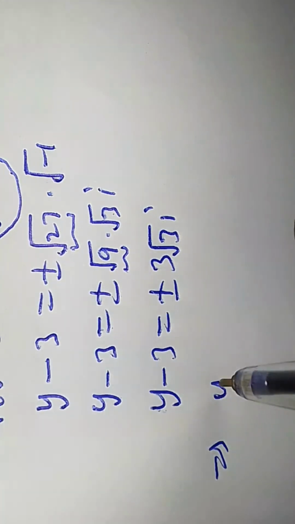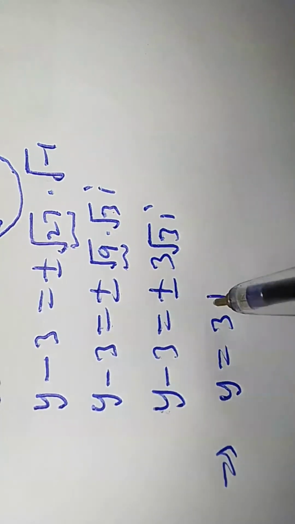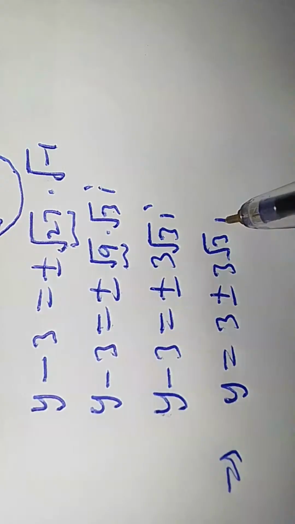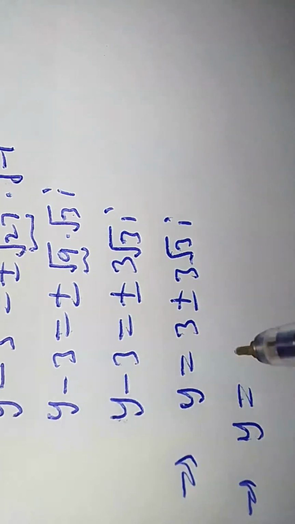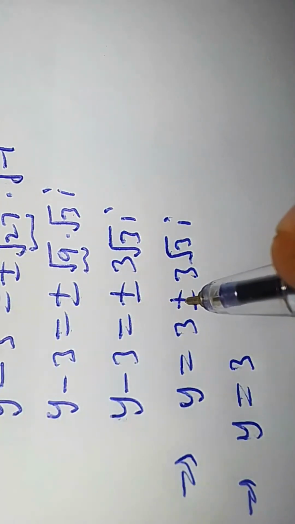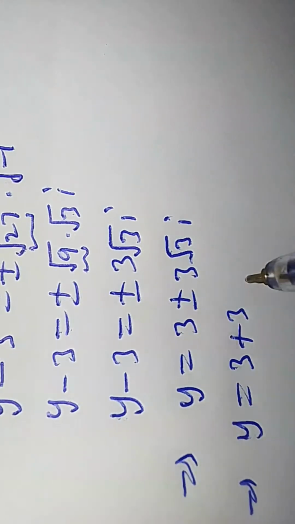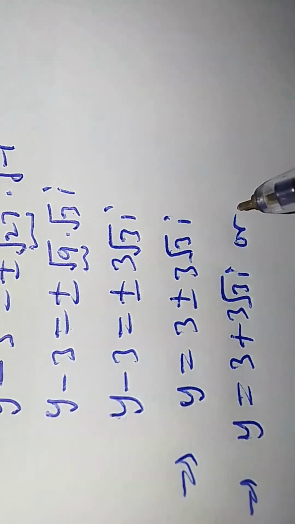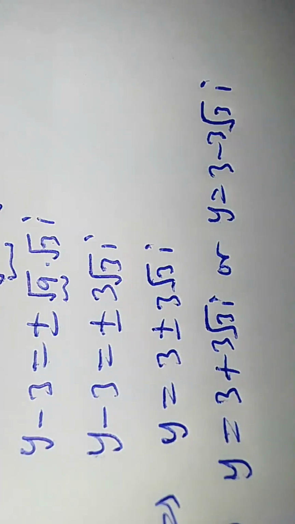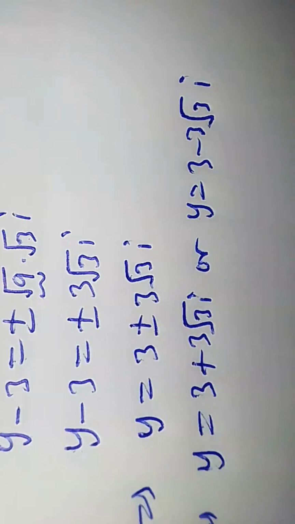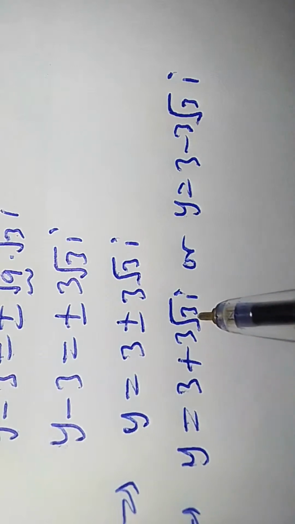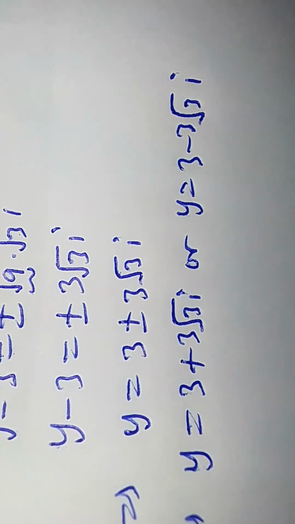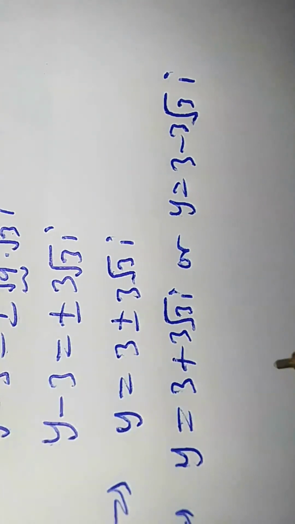This means that y is equal to 3 plus or minus 3 root 3i. So in this case, a value of y is equal to 3. Consider the positive sign, we have plus 3 root 3i. You will see that we have two values for y, which are 3 plus 3 root 3i or 3 minus 3 root 3i. We can then use these values to obtain the value of x.